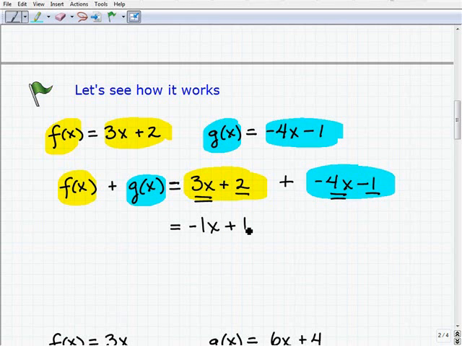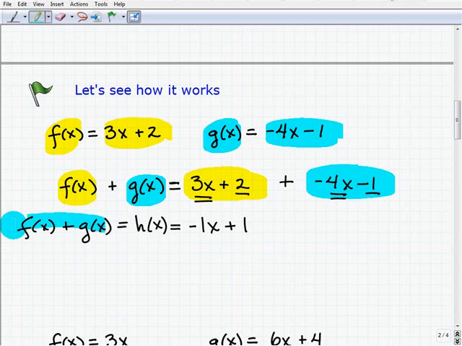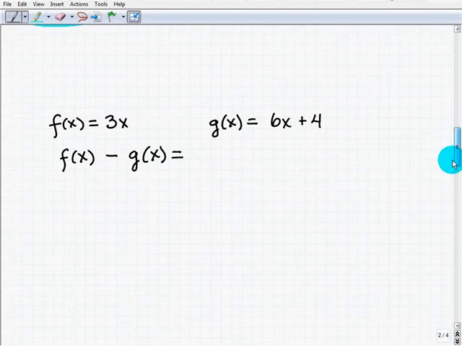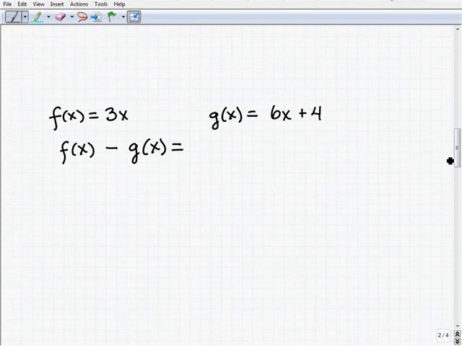Of course I could say, well, I'm just going to call that a new function h of x, which is equal to the sum of those two functions, if I chose. If not, it's perfectly fine just to write it like that. All right, so now that you have a pretty good feel, hopefully, for what we're doing here, why don't you take a moment and see if you can do this problem, okay? The difference of f of x and g of x, all right? You're going to subtract one function from another, so go ahead and set it up.